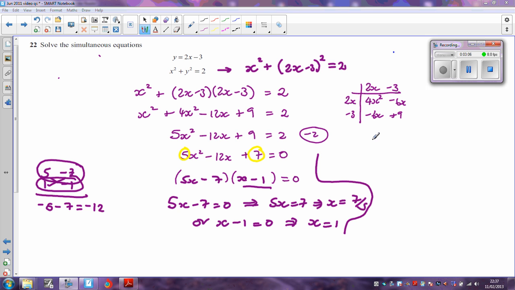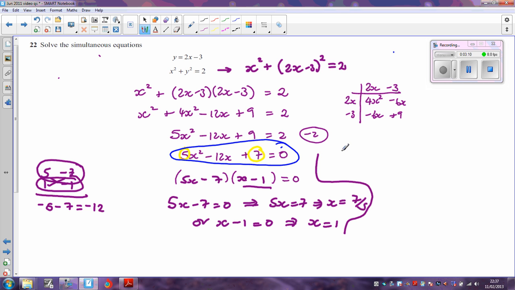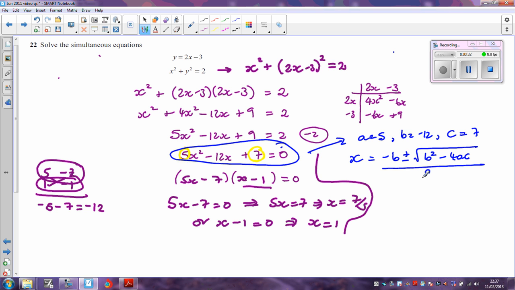An alternative here would have been to use the quadratic formula. Okay, we've got 5x squared minus 12x plus 7 is 0. So from that, I know that a is equal to 5, and b is equal to minus 12, and c is equal to 7. So the quadratic formula says that x is equal to minus b plus or minus the square root of b squared minus 4ac, divided by 2a. And remember that formula is given to you in the front.